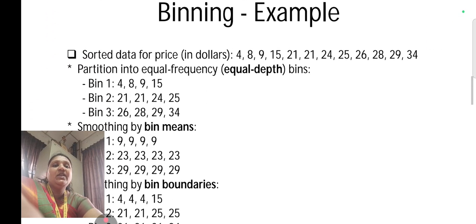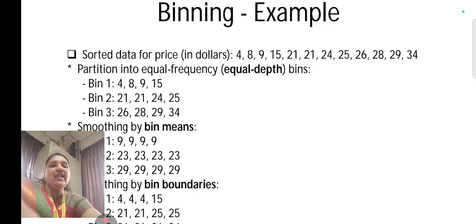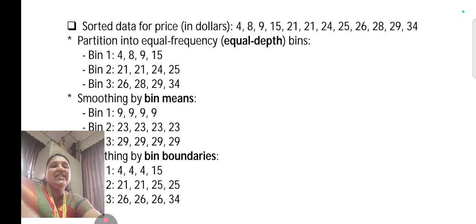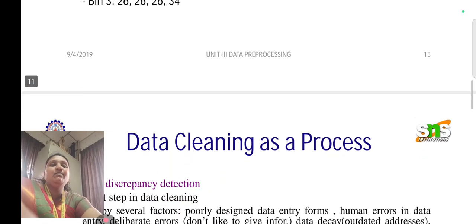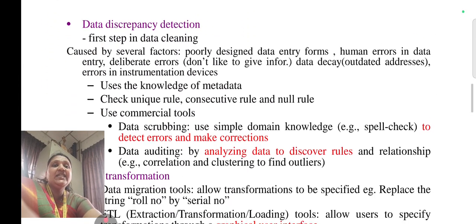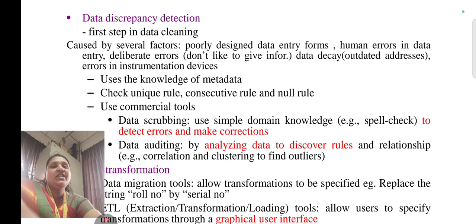So these are all the binning methods. We can sort the values for all the data. Then with the help of the sorted values we can do the partitioning method by smoothing by bin boundaries and smoothing by bin mean value. How to compute the mean value and boundary value has been given over here. And next is all about data discrepancy detection.